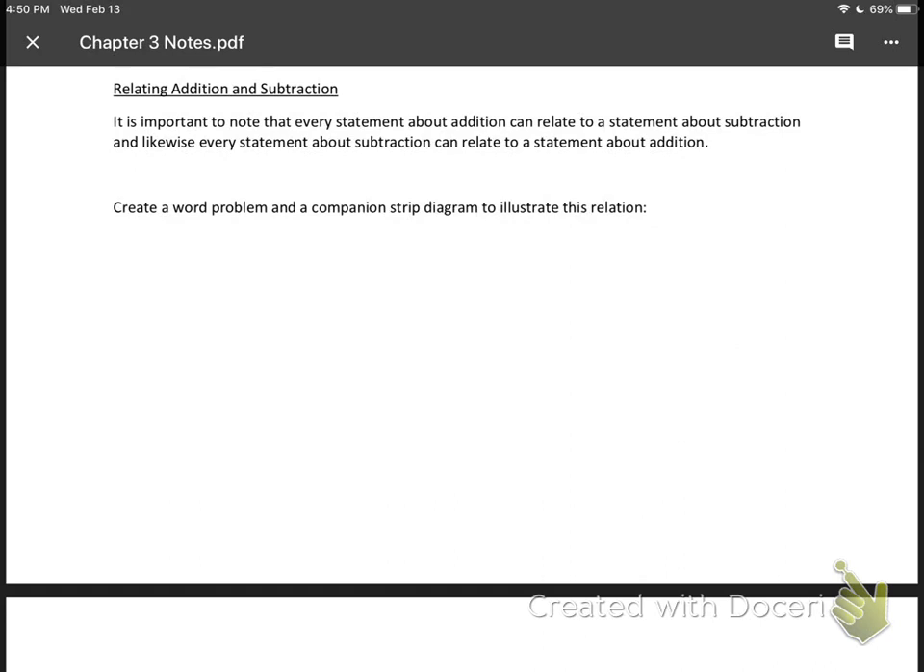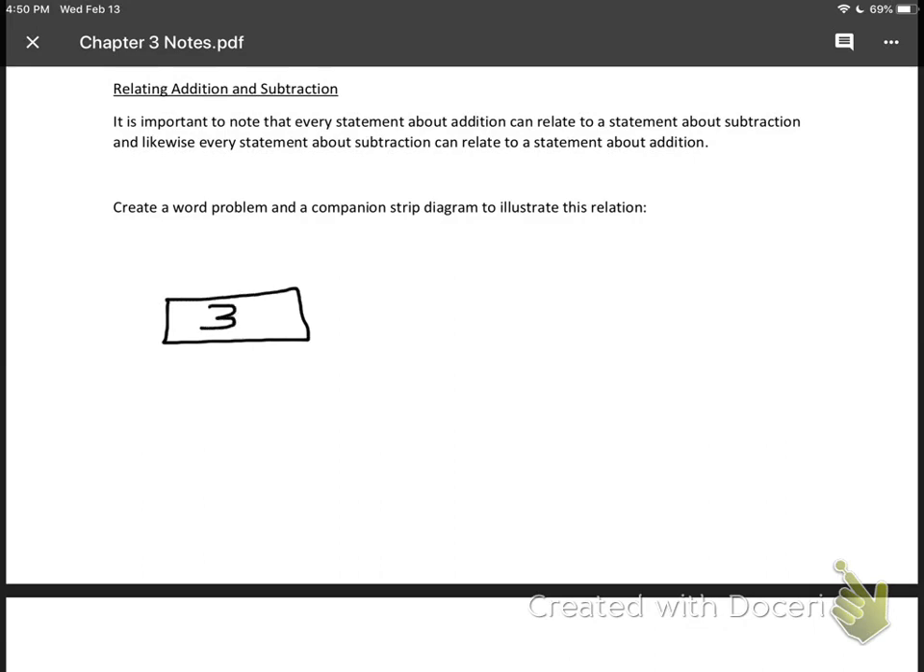Okay, in this topic they are saying that we can relate addition and subtraction equations. They mean by that you can turn any addition into a subtraction and vice versa. So now we're going to create a word problem and the companion strip that goes with it. Let's say Mary had 3 dogs. So here's my 3. This is what she has.